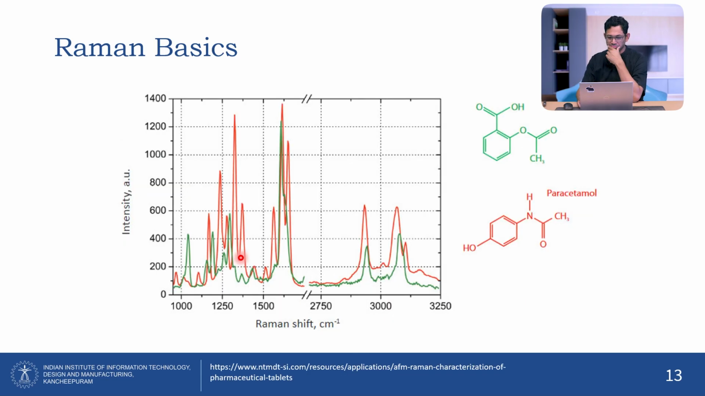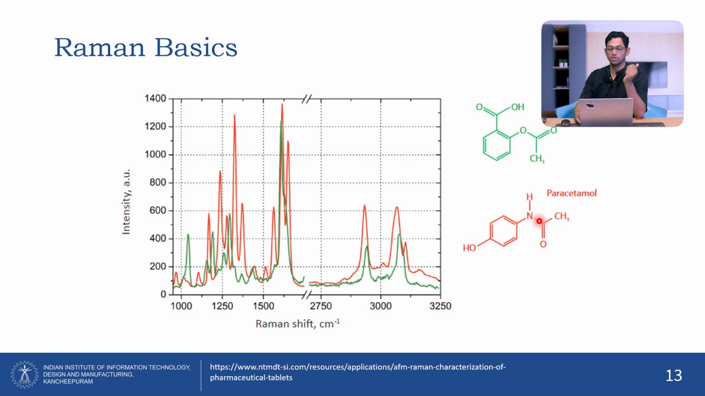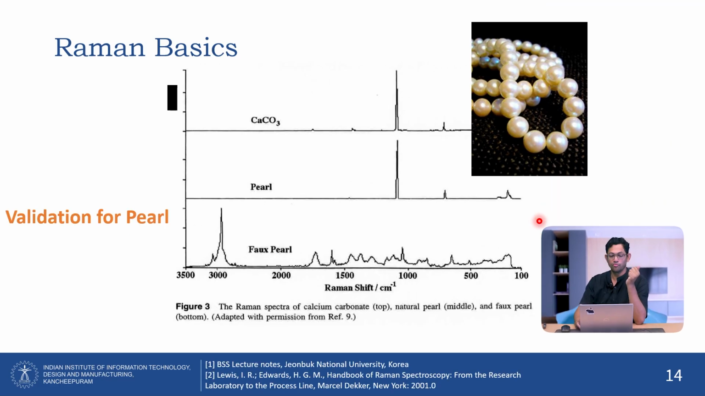Here is a common example of aspirin and paracetamol. People use Raman spectroscopy to understand whether it is really aspirin or a fake medicine. In the pharmaceutical industry, a lot of Raman spectroscopy has already been used. Here you can see those peaks that are specific to the presence of aspirin, and these peaks are specific to the presence of paracetamol, right? They are very close to each other. Now, for example, you want to know whether a pearl is actually original or not, right?